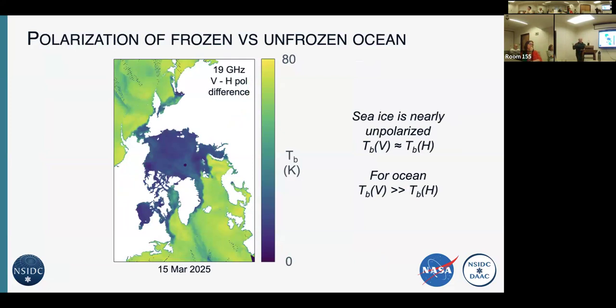And then if we difference them, it really shows up. This is the vertical brightness temperature minus the horizontal brightness temperature. And now it really pops out. Sea ice is nearly unpolarized; basically, the horizontal and vertical are roughly the same. But for the ocean, it's much more polarized, and the vertical polarization is much larger than the horizontal in terms of the brightness temperature, so it's just emitting stronger in the vertical direction as defined within the data.